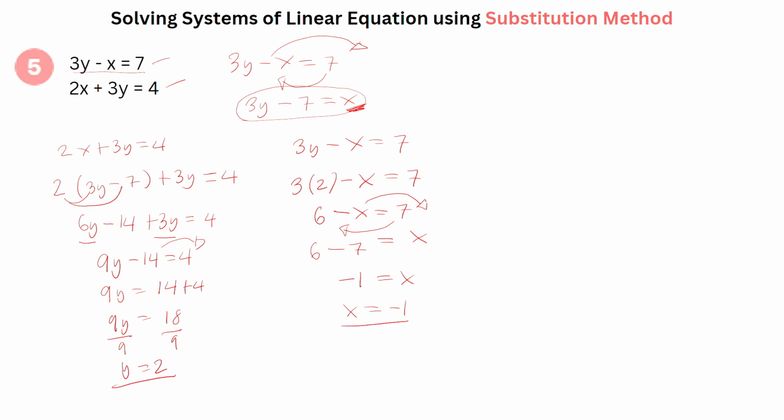So our final answer should be what? Is it 2 comma negative 1? No, because again, it's going to be x comma y, right? So what's the value of x? Negative 1. What's the value of y? It's actually 2.